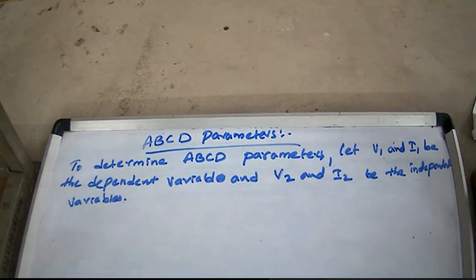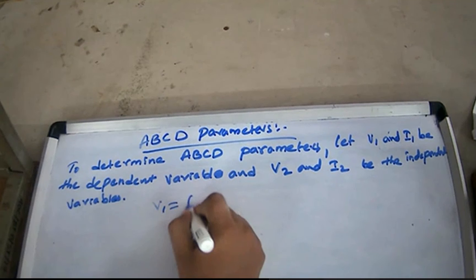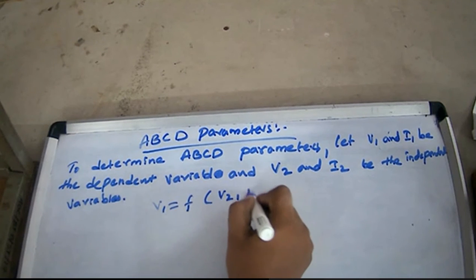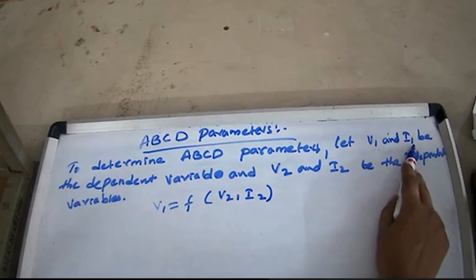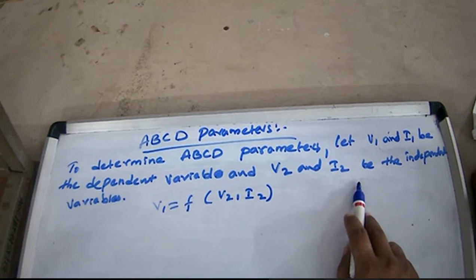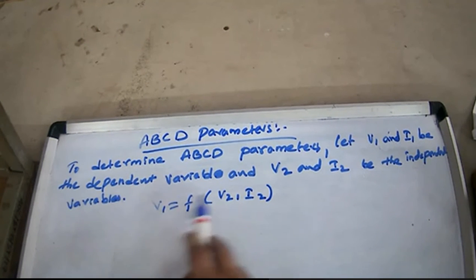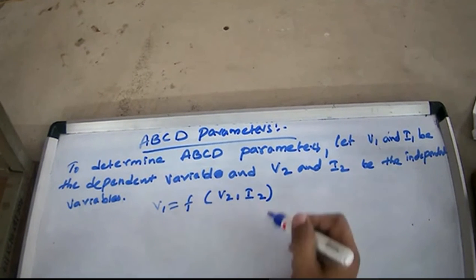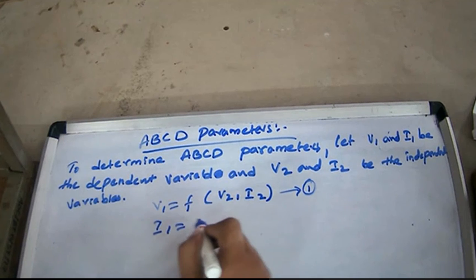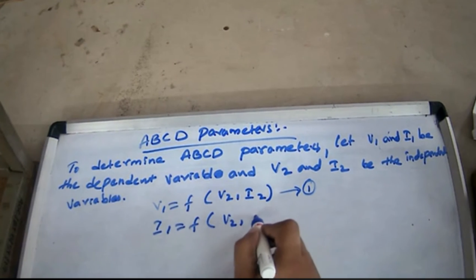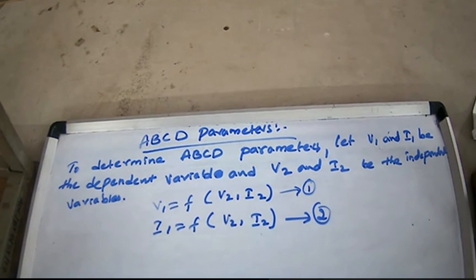So like we did in the previous topic, in a similar way we will write V1 is equal to a function of V2, I2, because here all ones are dependent and all twos are independent. So V1 is a function of V2 and I2, say equation 1. Then I1 is a function of V2 and I2, say equation 2.